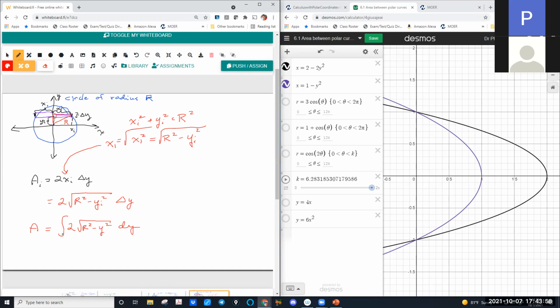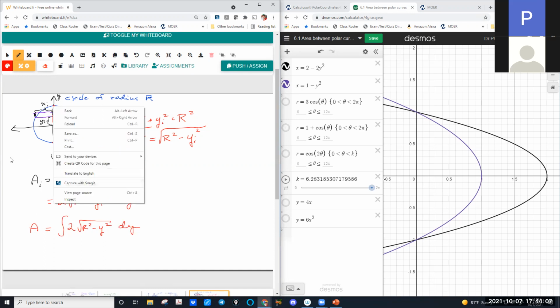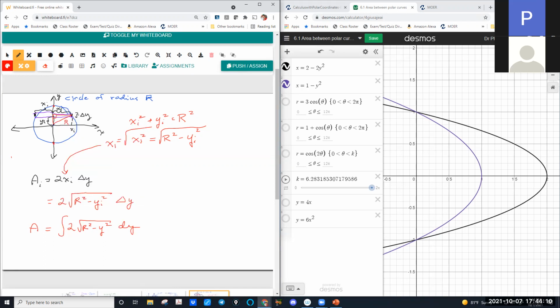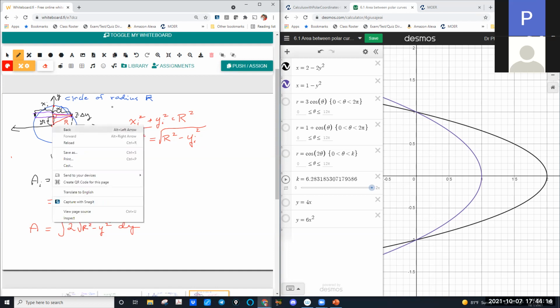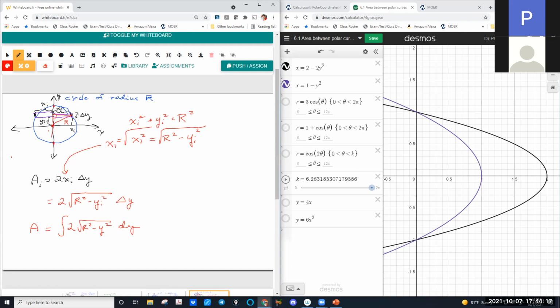And the last thing we need are our limits. Well, how do we find our limits? Well, y is our variable. So we need to think about the lowest y can be and the highest y can be. Remember, this is the distance from the center out to the edge of the circle. That distance is R, and same with that distance. So it's going to go from negative R to R. Remember, these have to be constants, and R is a constant in this case.